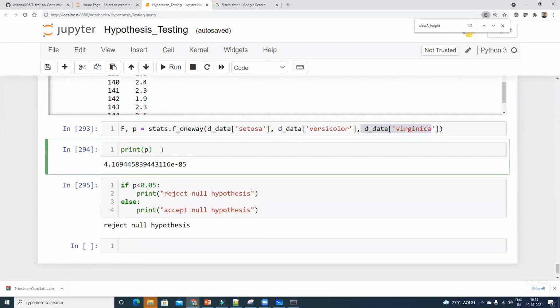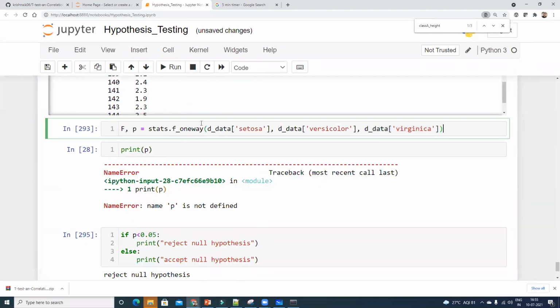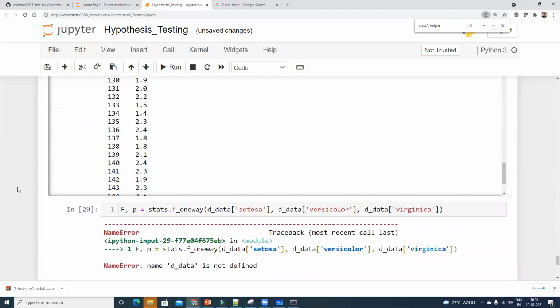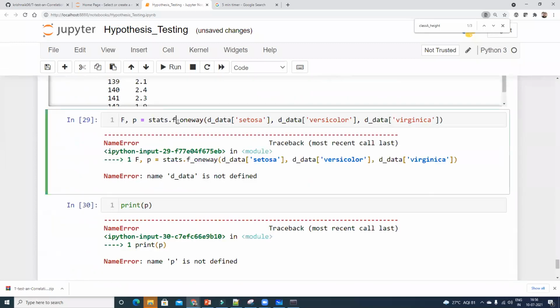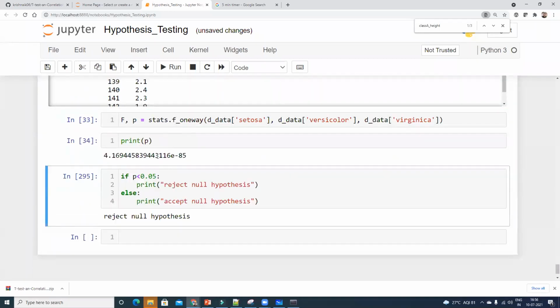So if I go and see this p value, what is this p value now? Sorry, I did not execute this data. Let me compute this. And now if I see my p value, what is this p value? 0.000000 something like that, right? So this is obviously less than 0.05. So we are going to reject the null hypothesis and accept the, sorry, accept.